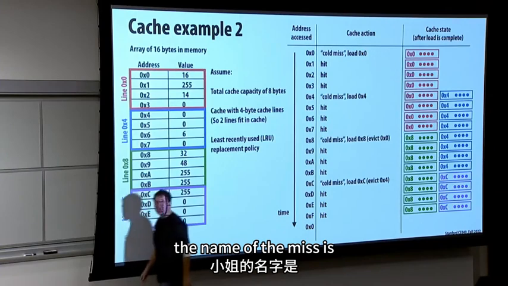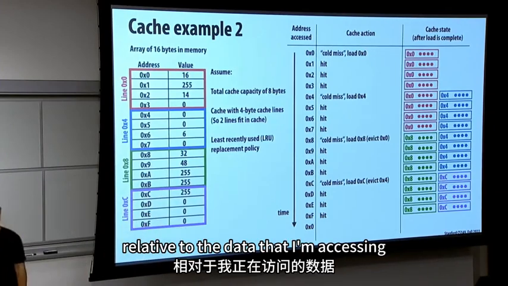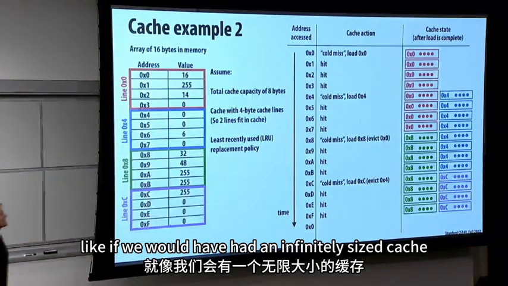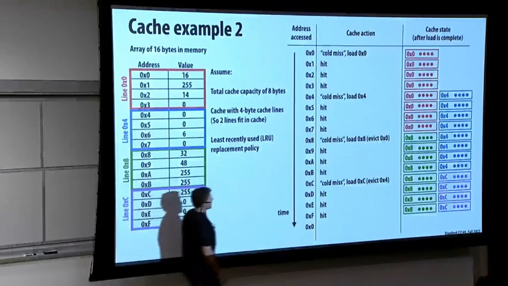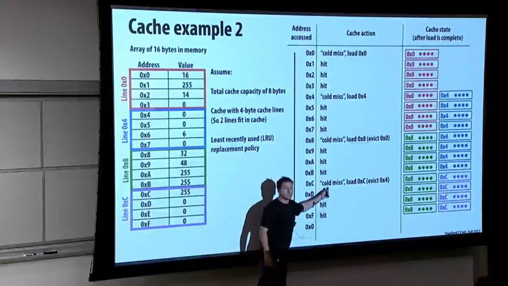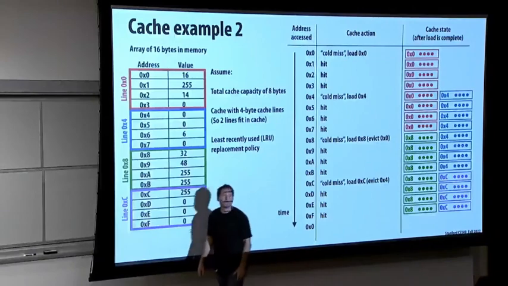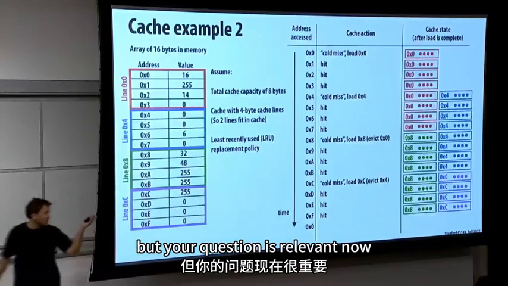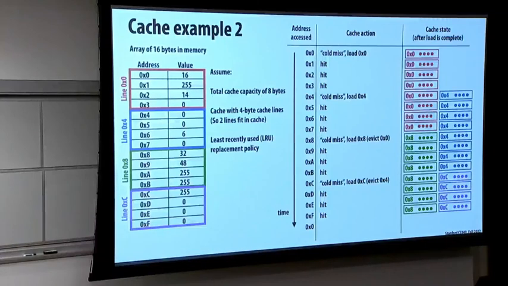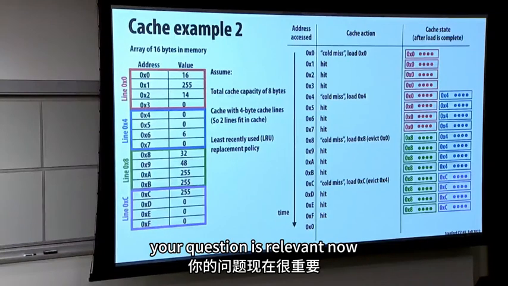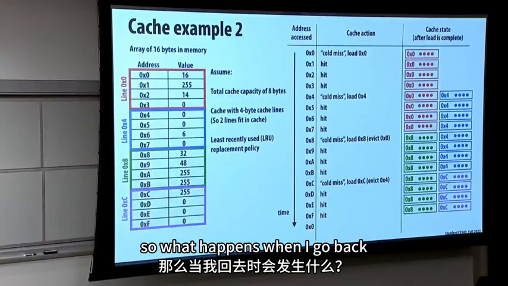The name of the miss is relative to the data that I'm accessing. If we would have had an infinitely sized cache, I still would have missed here, right? It's the first time I've touched it. But your question is relevant now. So what happens when I go back?